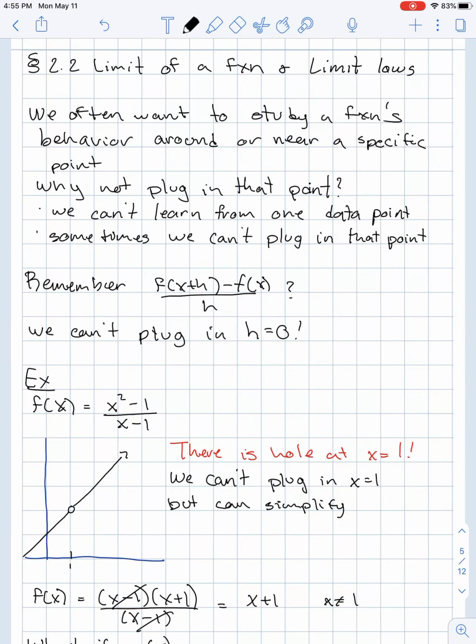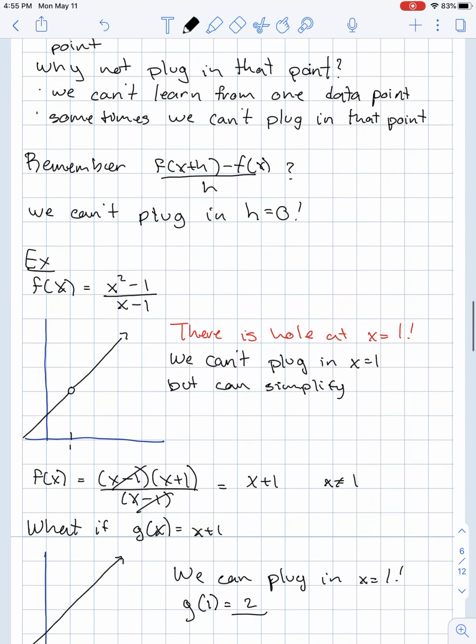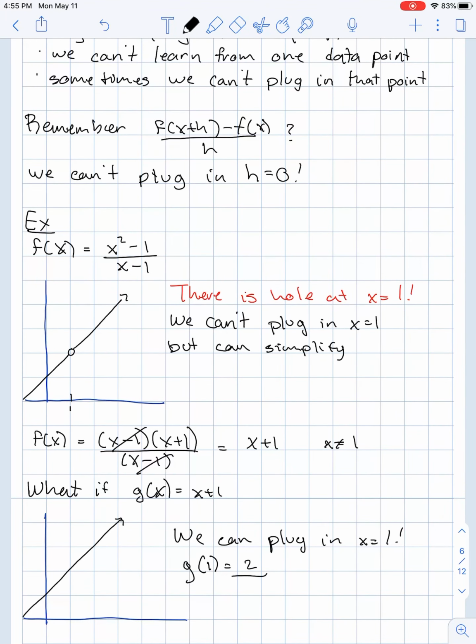But I can simplify the function. I can rewrite the numerator, x squared minus 1. This is what we call a difference of squares. There's also something called a difference of cubes. The difference of squares, I can rewrite as x minus 1, x plus 1. So x squared minus 1 equals x minus 1, x plus 1, and the bottom is still x minus 1. Now I have an x minus 1 on the top and on the bottom. I cross those out, leaving me with just x plus 1. But still, x can't equal 1.